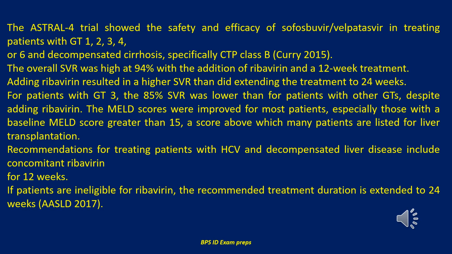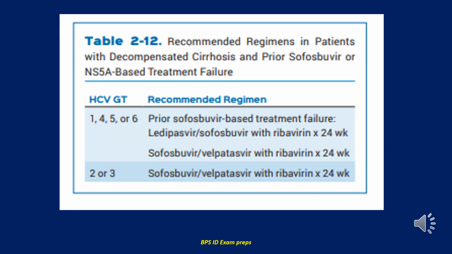Recommendations for treating patients with HCV and decompensated liver disease include concomitant ribavirin for 12 weeks. If patients are ineligible for ribavirin, the recommended treatment duration is extended to 24 weeks, according to the AASLD 2017. Pause the video and carefully scrutinize Table 2-12 summarizing the recommended regimens in patients with decompensated cirrhosis and prior sofosbuvir or NS5A-based treatment failure.